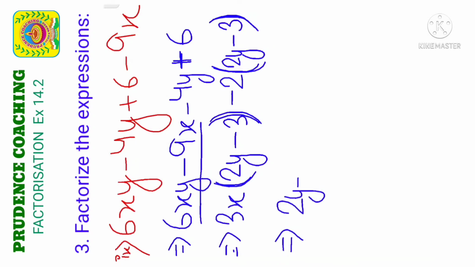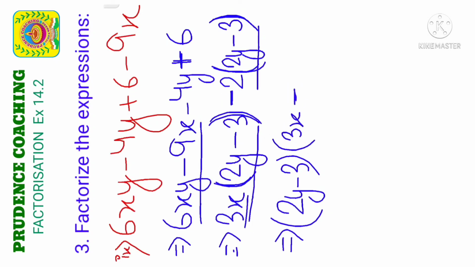Next we will take common 2y minus 3 from both the terms, that is this one and this one. So in the first one you will be left with 3x, and here the separator is minus, so write minus, and in the second term you will be left with 2. So this is our final answer.